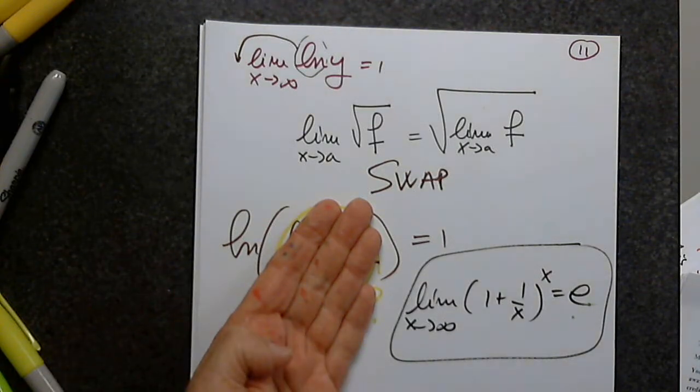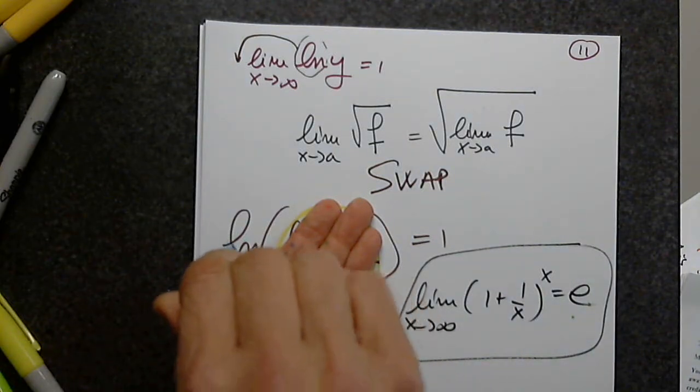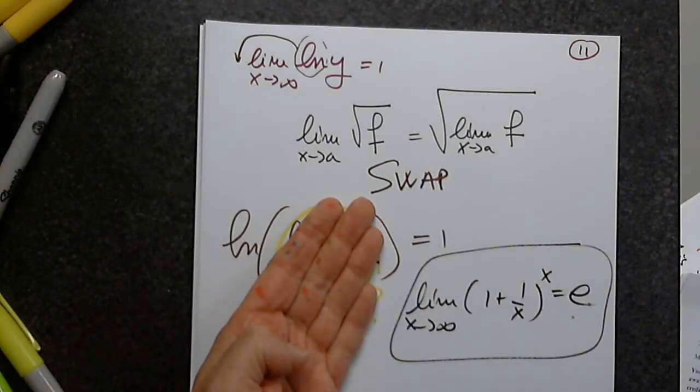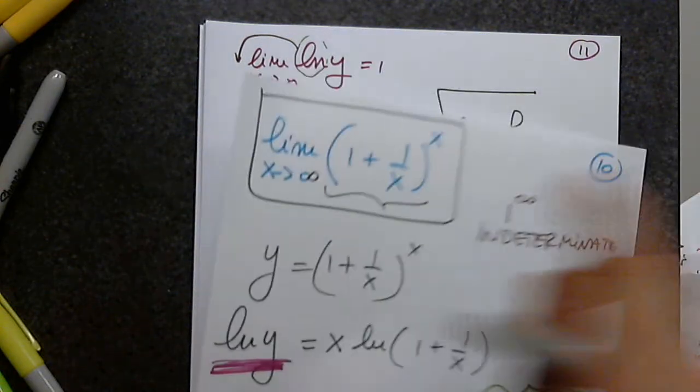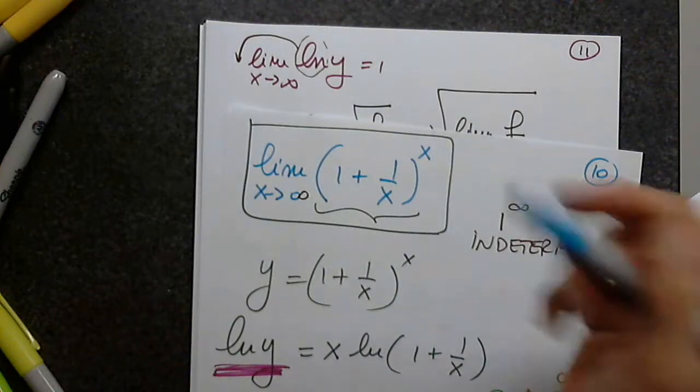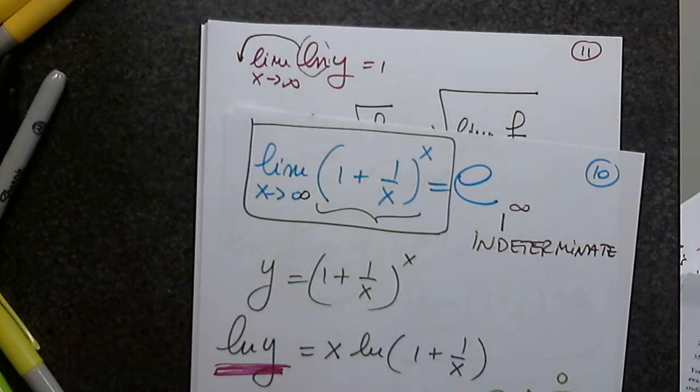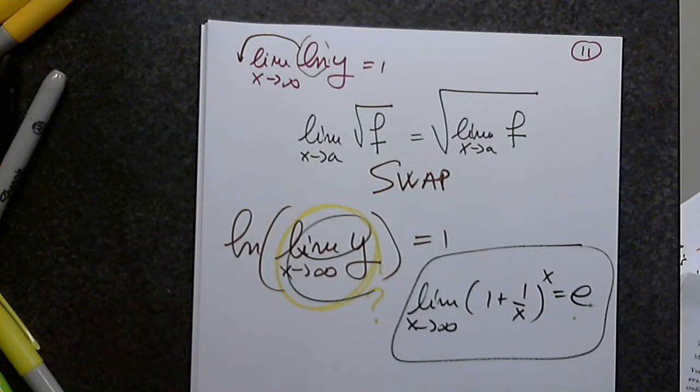There is only one number whose natural log is 1, and that is e. So in a roundabout way, I was able to determine this is the limit of y. The limit of y is e.